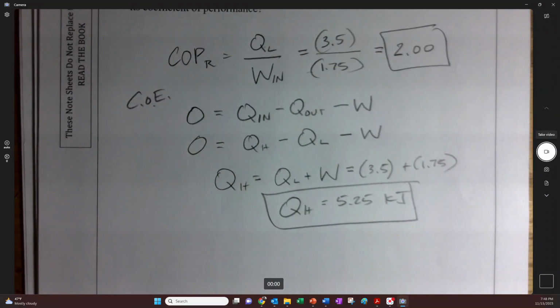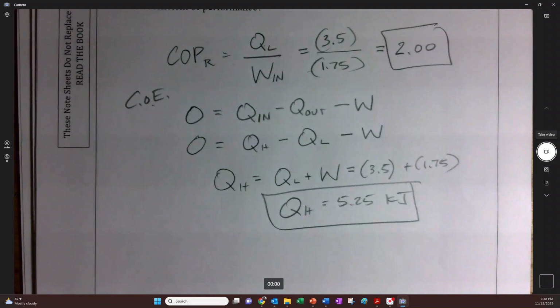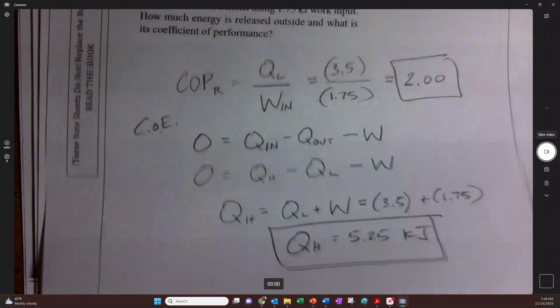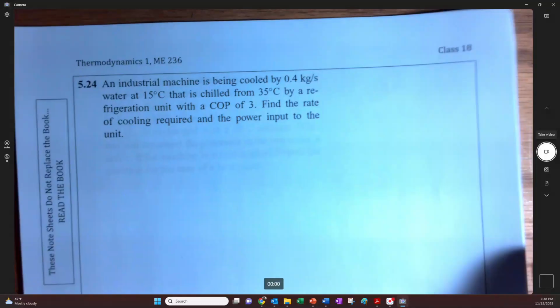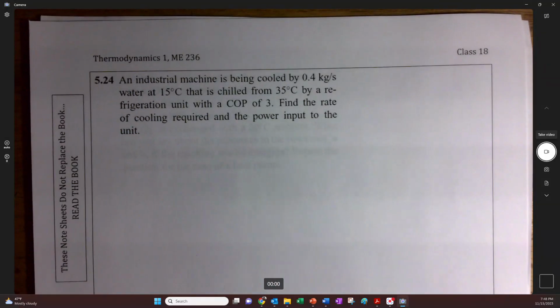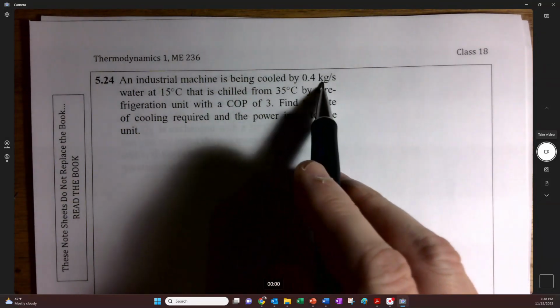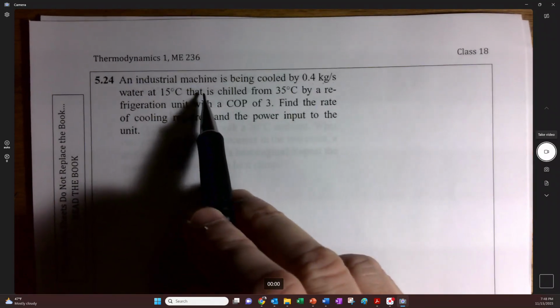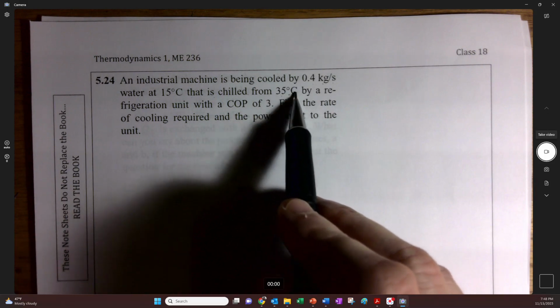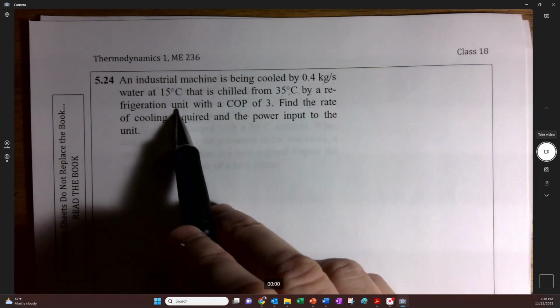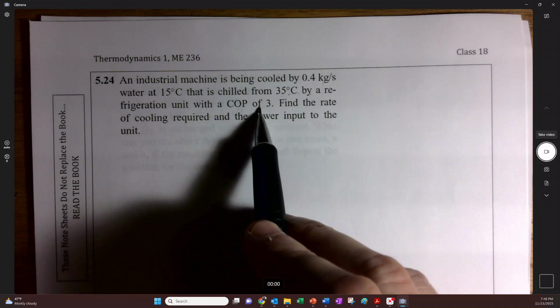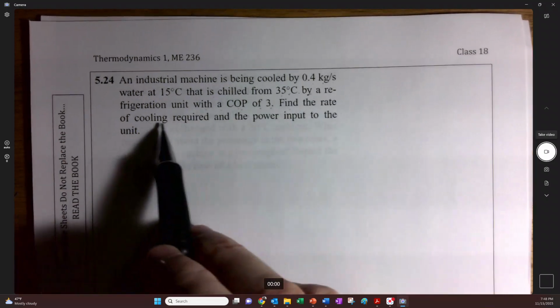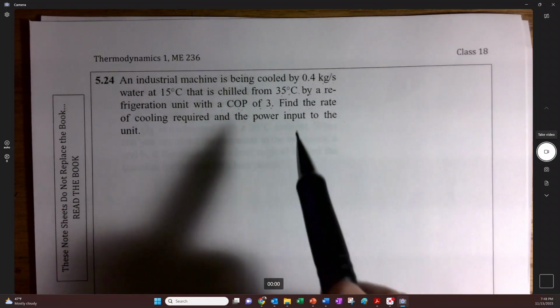But we will continue on with some more exciting problems. Here is problem 524. An industrial machine is being cooled by 0.4 kilograms per second of water at 15 degrees Celsius that is chilled from 35 degrees Celsius by a refrigeration unit with a coefficient of performance of 3. Find the rate of cooling required and the power input to the unit.